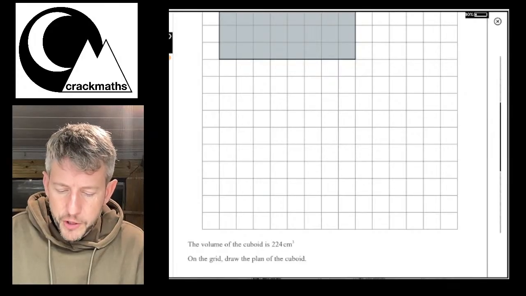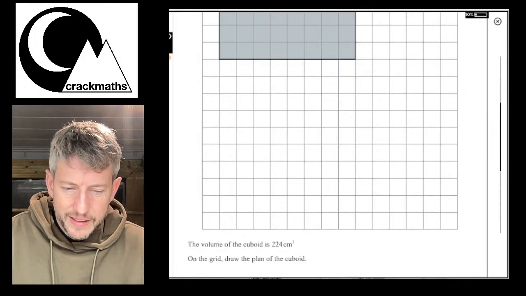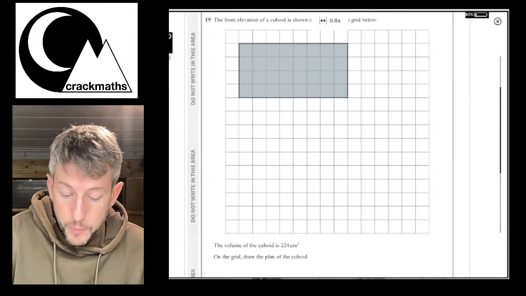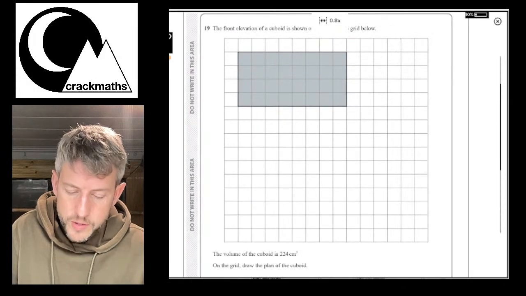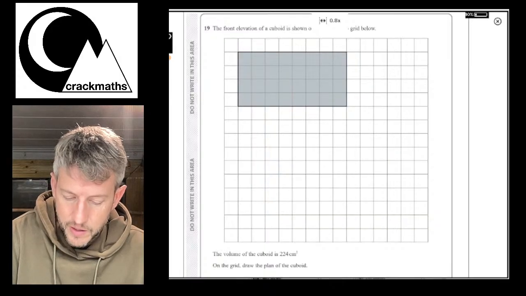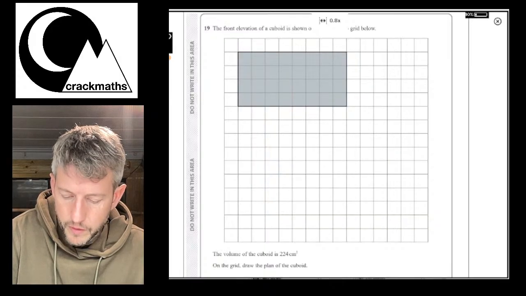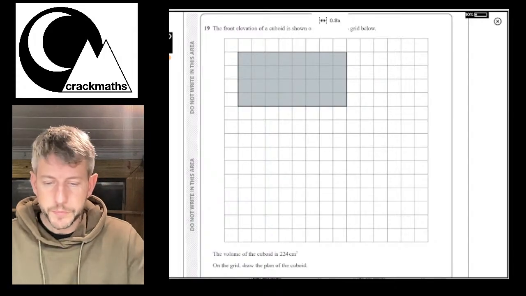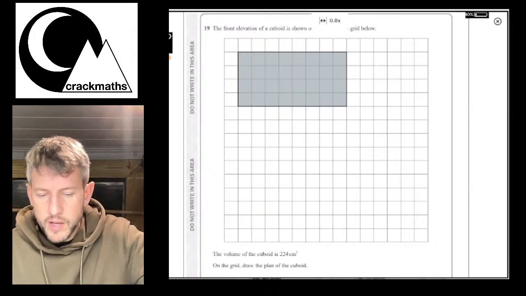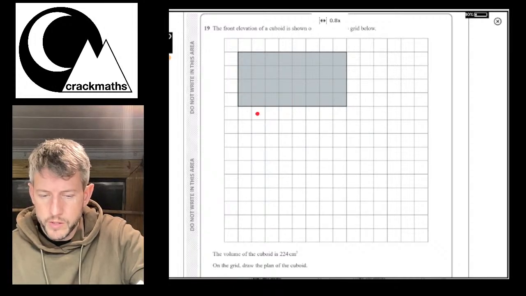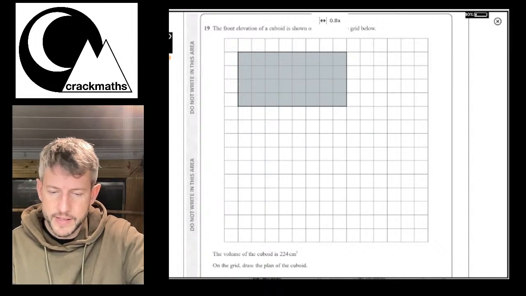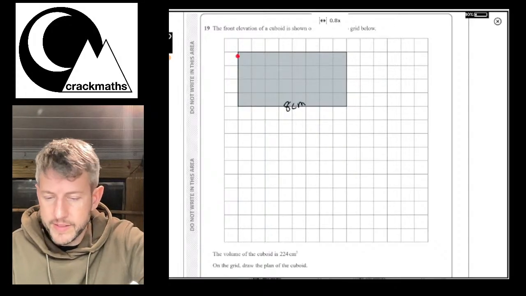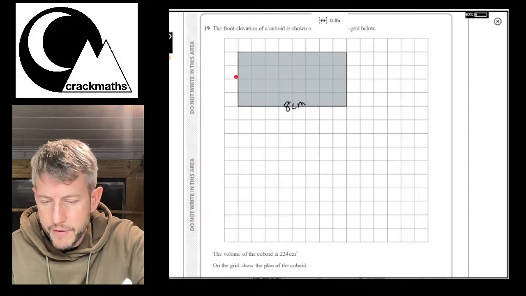The volume of the cuboid is 224 centimetres cubed. On the grid, draw the plan of the cuboid. So the plan is the view from above. So this is the view from the front. We've got the length here, which is 1, 2, 3, 4, 5, 6, 7, 8. So this is 8 centimetres. And we've got the height, which is 1, 2, 3, 4.